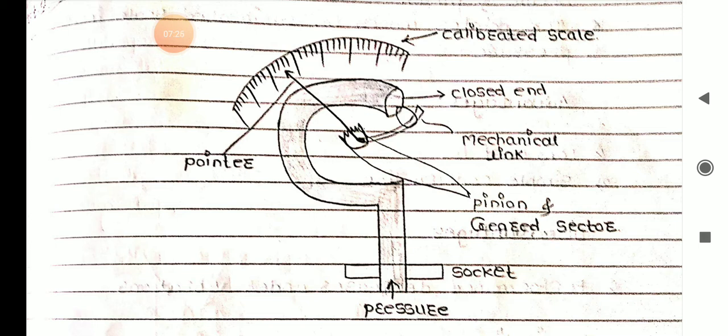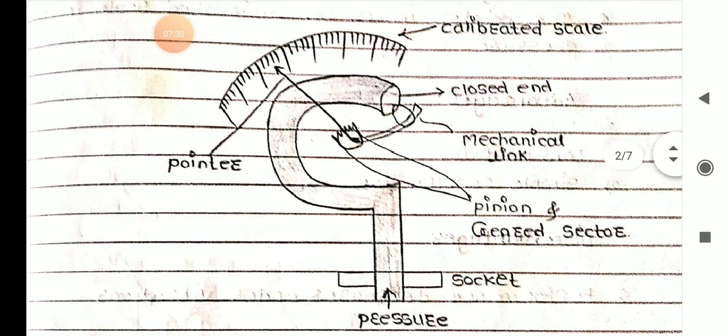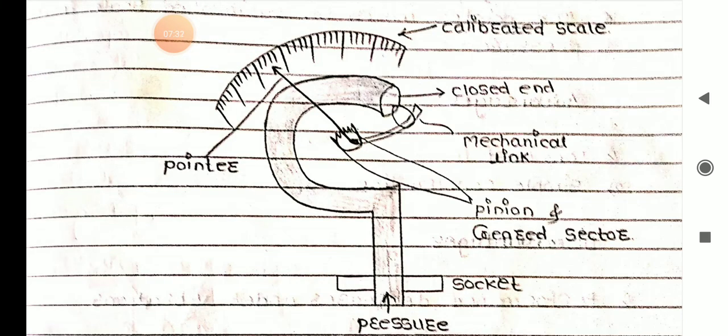So whenever your pressure enters, the tube straightens out proportional to the applied pressure. Straightens out means what? It changes the shape. Okay. Next point, this will cause the movement of the closed end. So this will directly cause the movement of the closed end.